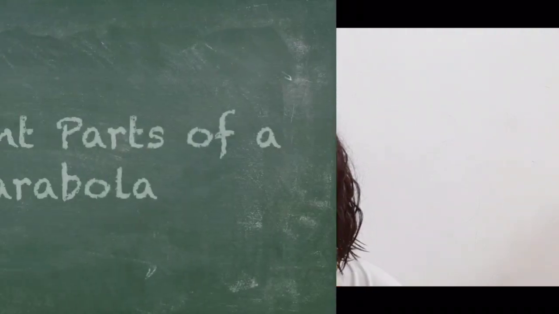So, let's start. So what is parabola? Parabola is the set of all points in a plane that are equidistant from a fixed point and a fixed line in a plane. So now that we all know what is parabola, let's proceed with the different parts of parabola.